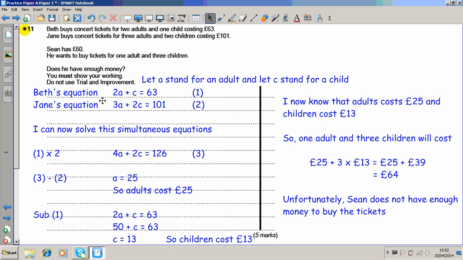Okay, now I have gone over the top a little bit with the explaining of everything else, but the star makes me want to do that, and 5 marks as well makes me want to do that. But essentially we're setting up simultaneous equations, we're solving them to get our prices, and then we can use that information to answer the question.